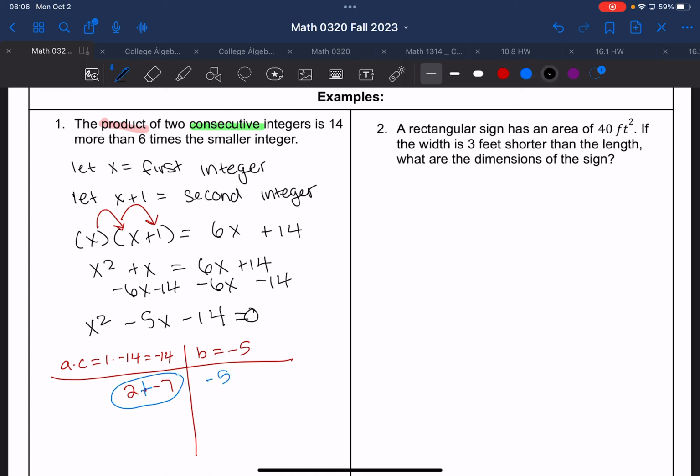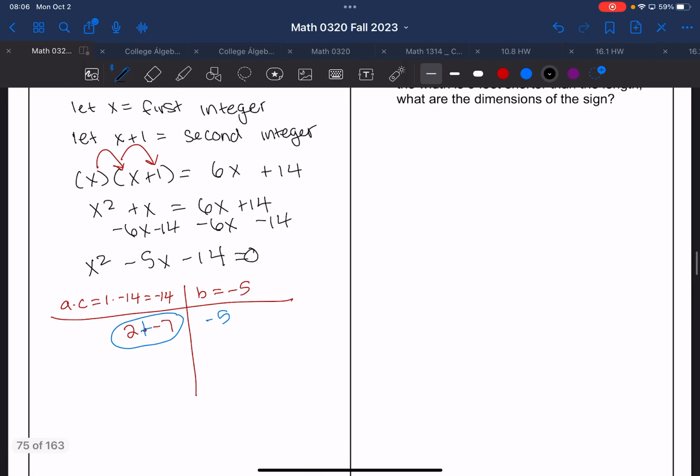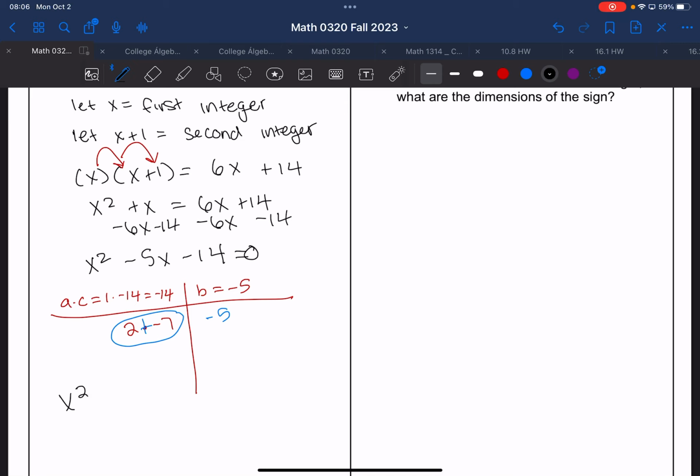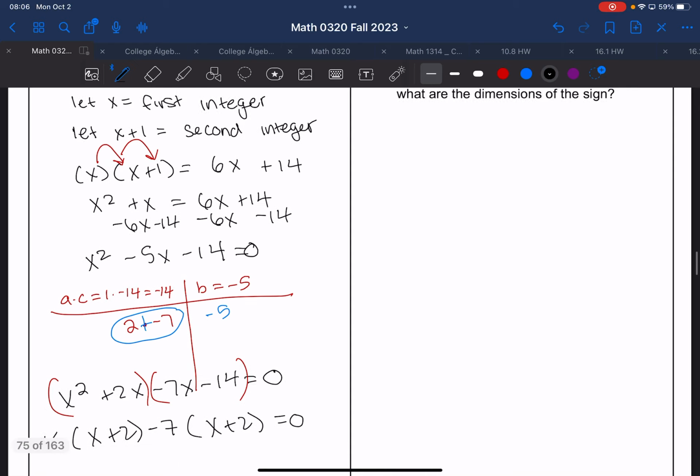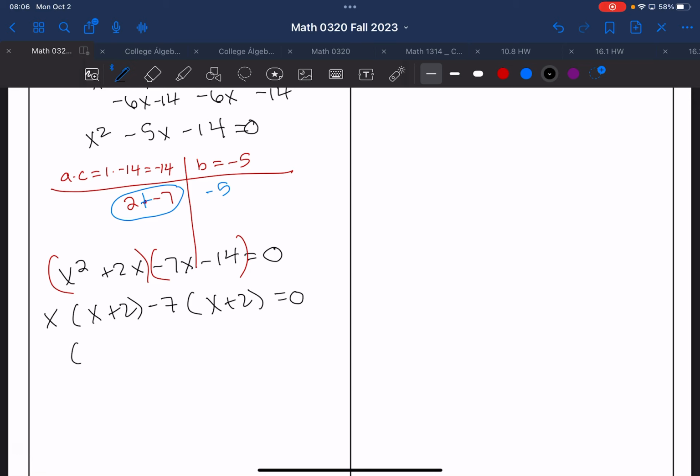So we're going to place those numbers into our equation. We have x squared plus 2x minus 7x minus 14 equals 0. Now we have 4 terms, and that tells us to factor by grouping. So group them up, and then take the GCF out of each part. The GCF of the first one is just x, and I'm left with x plus 2. What about the second one? Negative 7, because I want my parentheses to match, so I'm left with x plus 2. Now I have the factors x minus 7 and x plus 2 equals 0.